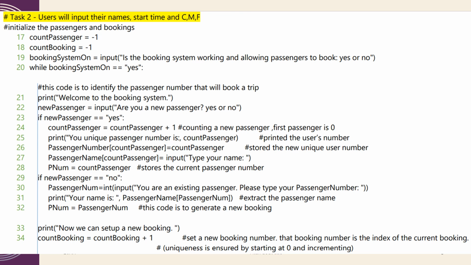Then from line 29 to 32, these lines are related to if the passenger is an old passenger. So new passenger equals no. So let them type, line 30, passenger number equals int, input your existing passenger number. Line 31, print your name is, and then we will tell them, okay, you gave me the existing passenger number, so line 31 will show their name, and line 32 will save that in a variable pnum. Finally, line 33, we can set up a new booking. Line 34, count booking equals count booking plus 1. So if this is the first booking ever, we've gone from -1 to 0.